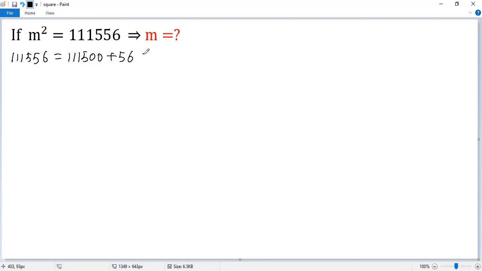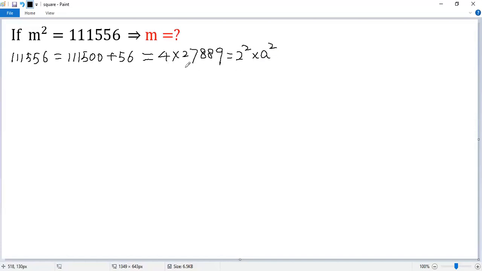So after division, we know the number can be written as 4 times 27,889. So we can write it as 2 squared. We also try to write the second number as a perfect square. So we write it as a squared. We try to figure out the value of a.